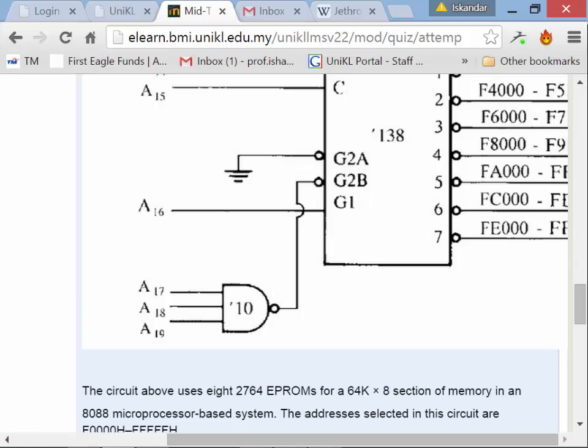Now, G2A is just tied to ground, so we're not using it. We can ignore G2A. G1 is tied to A16. G2B is run through a NAND gate right here. This is a NAND gate that A17, 18, and 19 have to be high. So in order for this chip to be selected, A19 through A16, all 4, have to be high. And that's what I say right down here.